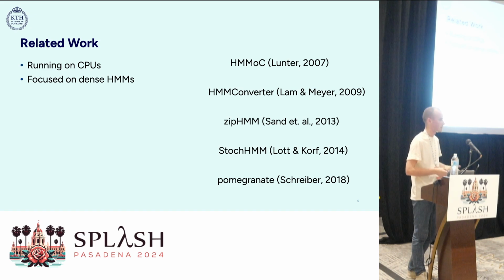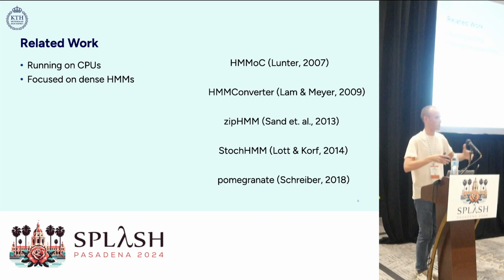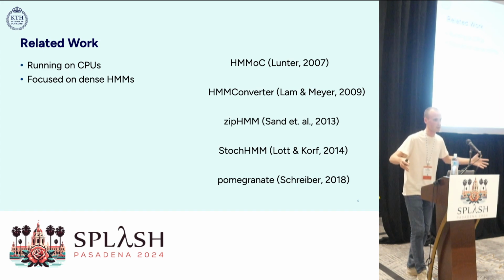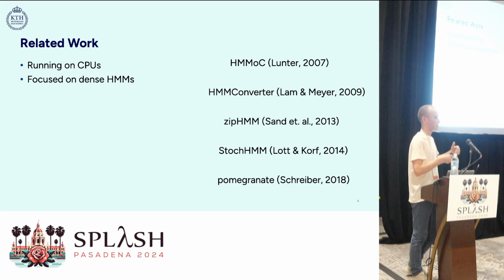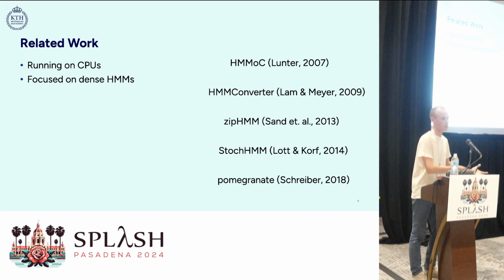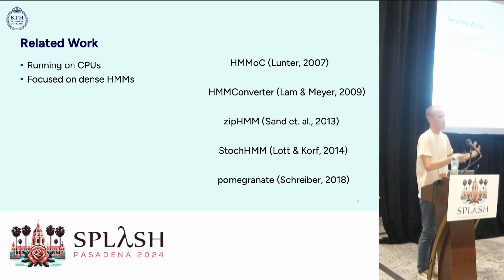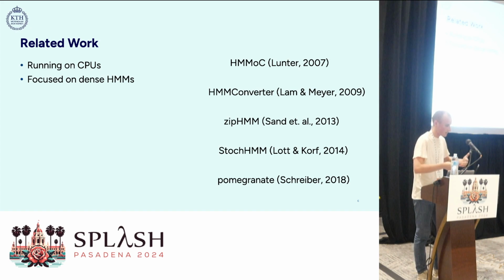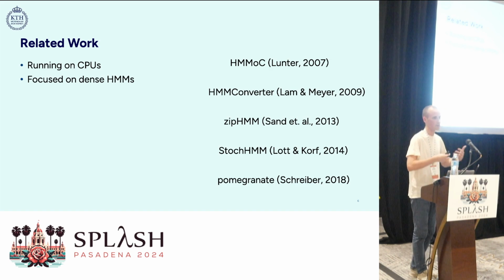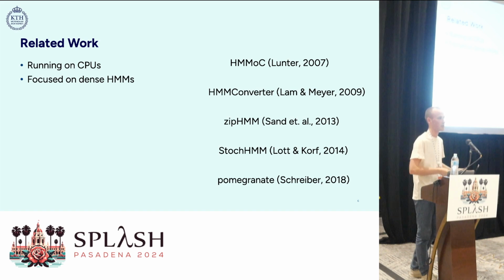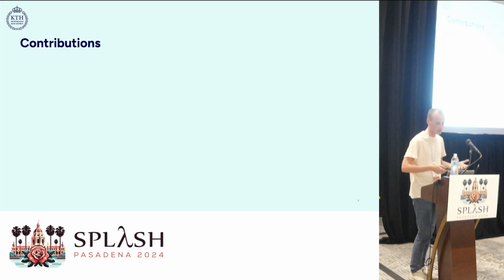The first is that all of them, except for Palmkvist at the bottom, only run on CPU, so we can't really make use of the parallelism when we scale up the number of states. The second problem is that all of them are focused on dense HMMs, in the sense that they don't really make use of the sparsity available in models, and there's no way to express it. They don't really optimize for those cases. So we lose the potential of making use of that.